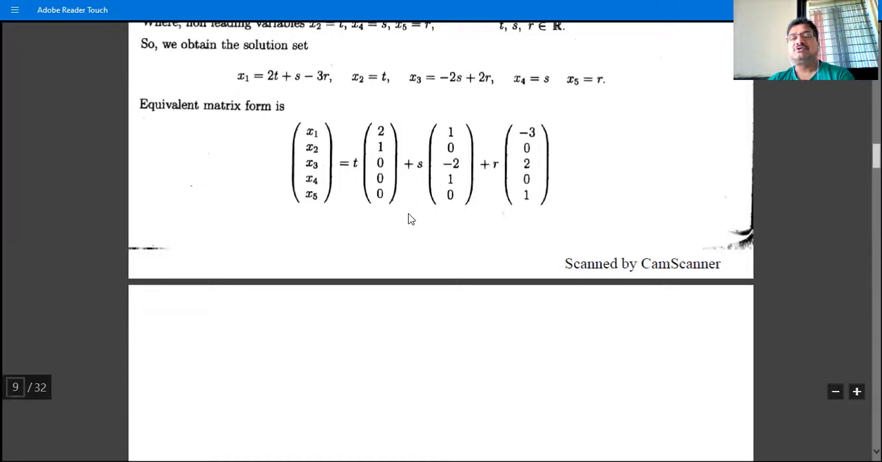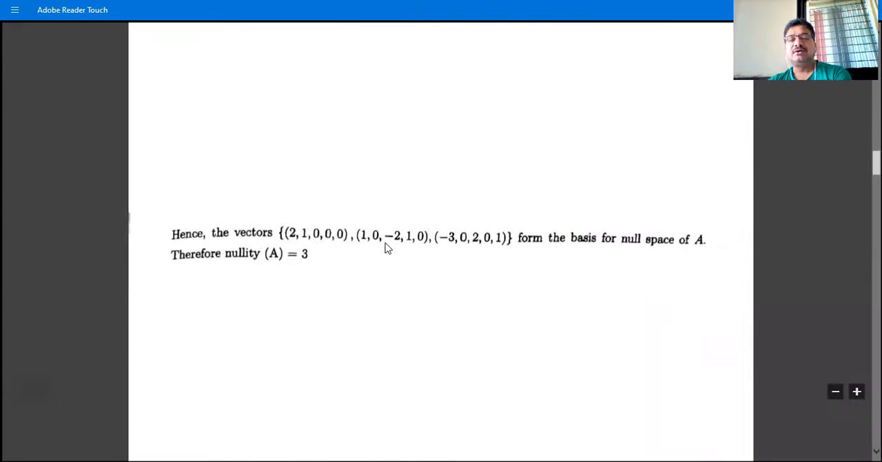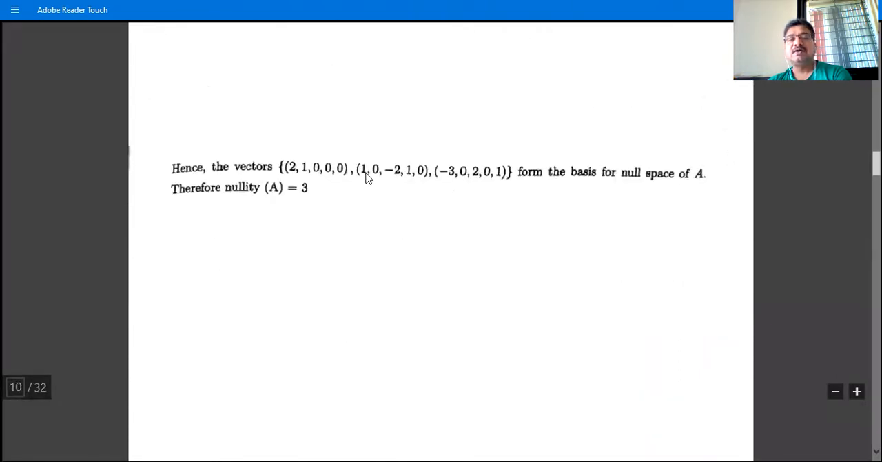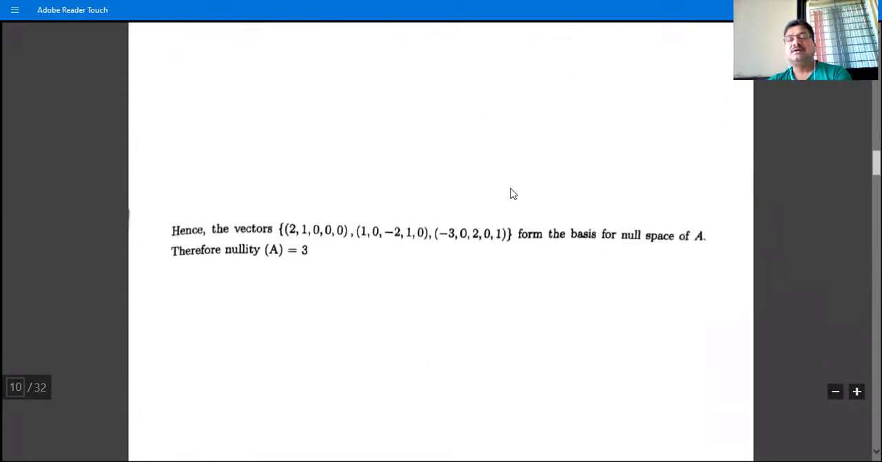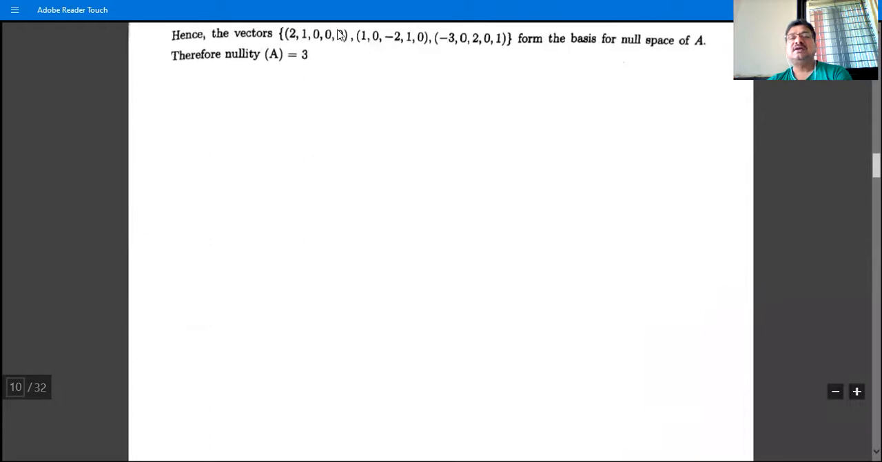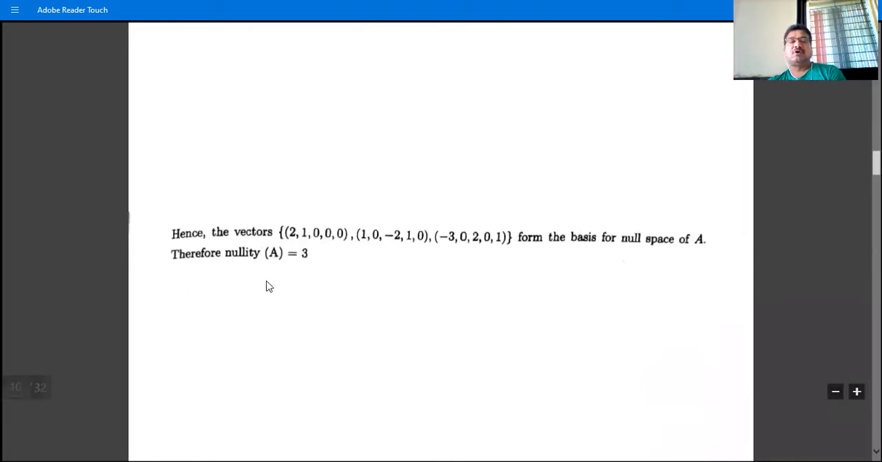Therefore the basis for the null space of A, actually the solution space of the system Ax equals 0, is formed by these 3 vectors: (2, 1, 0, 0, 0) as the first vector, (1, 0, minus 2, 1, 0) as the second vector, and (minus 3, 0, 2, 0, 1) as the third vector. Written in curly brackets, this set is the basis for the null space of A, and for the solution space of Ax equals 0. There are 3 vectors in this basis.